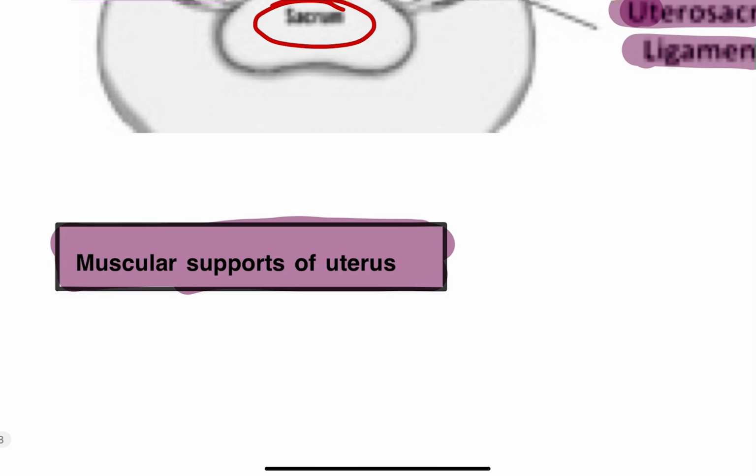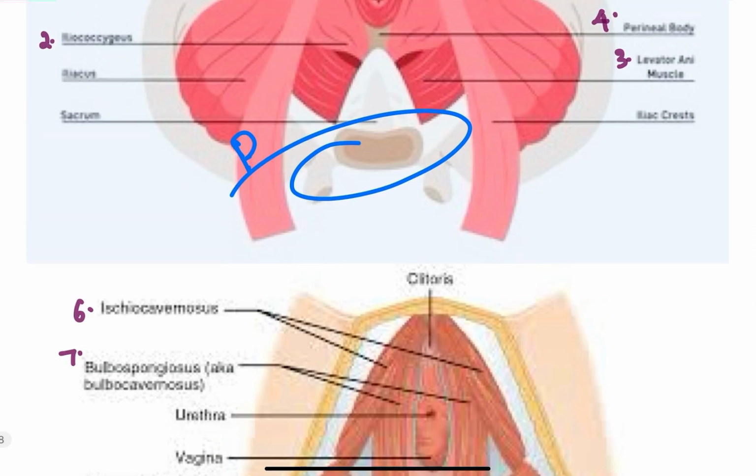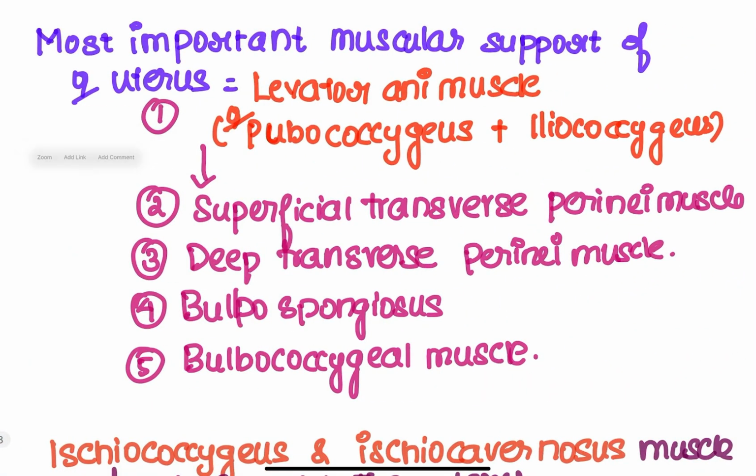Clear? Yes. So now we are moving on to the muscular supports of the uterus. Which is the most important muscular support of the uterus? The most important muscular support of the uterus is the levator ani muscle. The levator ani muscle is a combination of two muscles, the pubococcygeus and the iliococcygeus.